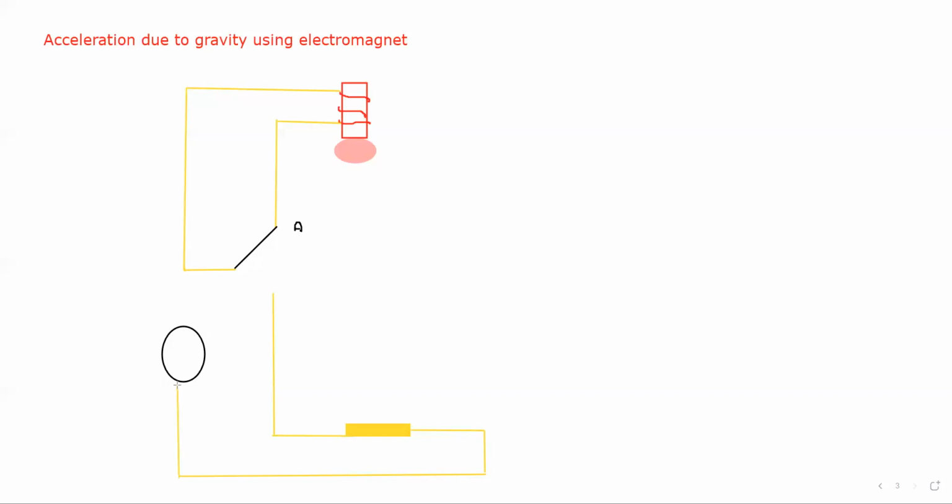First, when it is connected to the first position, the current is passing through, the electromagnet is magnetized, and the steel ball, a magnetic material, will remain in contact. Then we will measure the distance between the electromagnet and the tap switch.